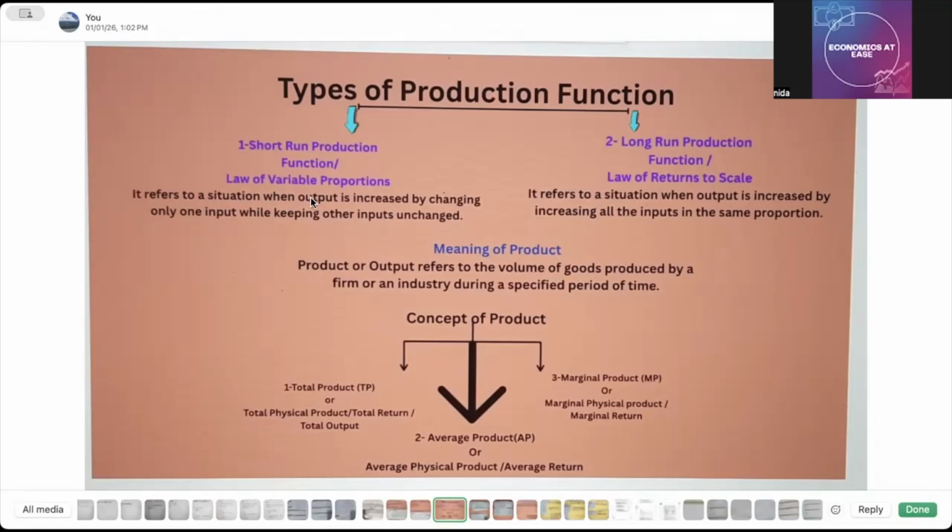So it refers to a situation when output is increased by changing only one input while keeping other inputs unchanged, okay. Then there is the situation when output is increased by increasing all the inputs in the same proportion. That is the law of returns to scale.